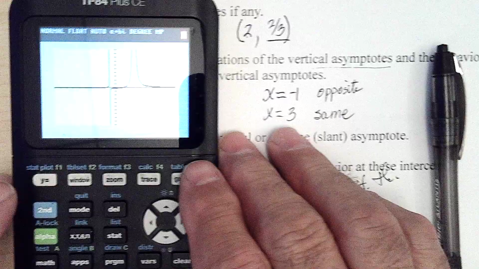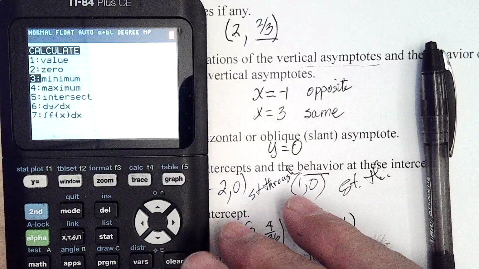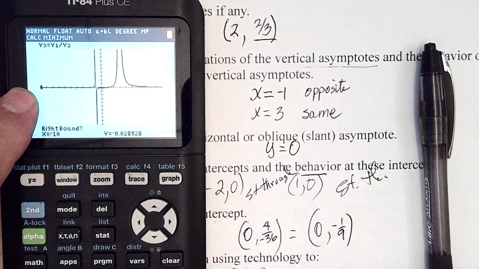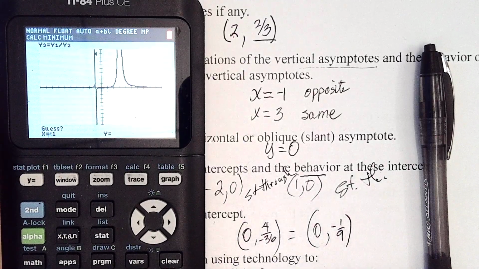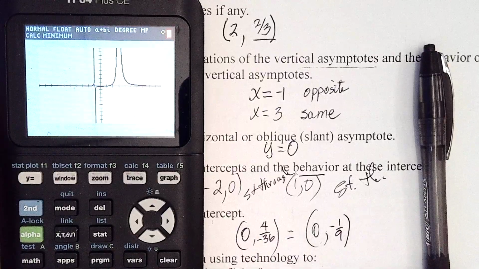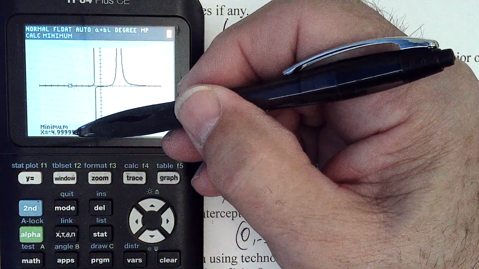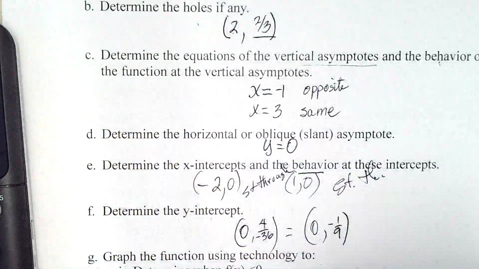So to find the minimum, I'm going to go second, calculate the minimum. That's somewhere between -10 and -1. And my guess is maybe -4. And it says, oh, -4.99. Oh, it's probably at -5 is the minimum.